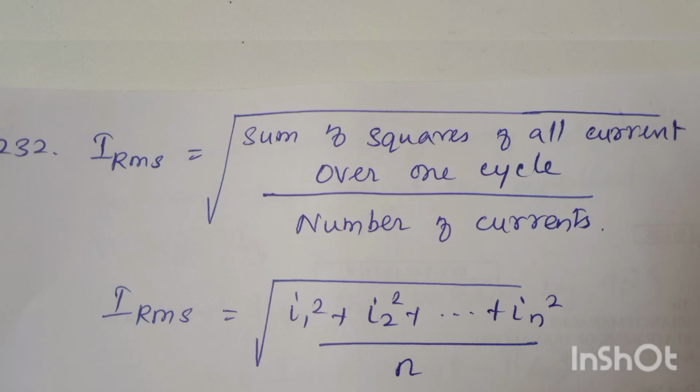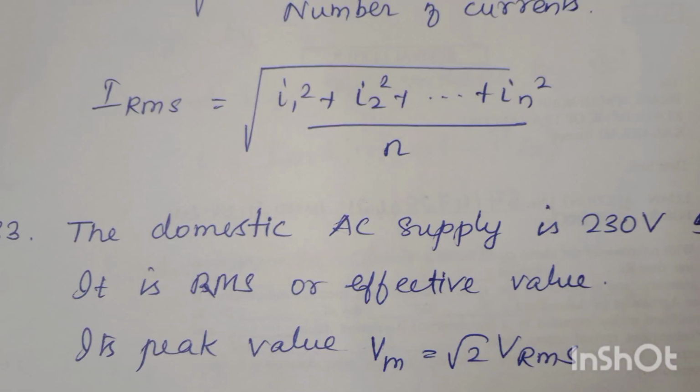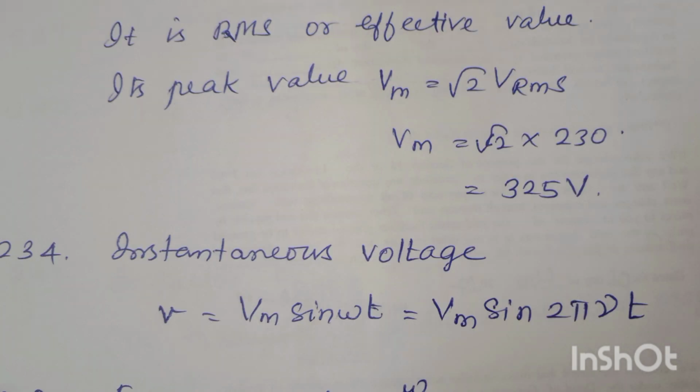IRMS is equal to root of sum of squares of all currents over one cycle divided by number of currents. IRMS is equal to root of I1 square plus I2 square plus up to In square divided by n. The domestic AC supply is 230 volt 50 Hz. It is RMS or effective value. Its peak value Vm is equal to root 2 Vrms. Vm is equal to root 2 into 230, which is equal to 325 volt.